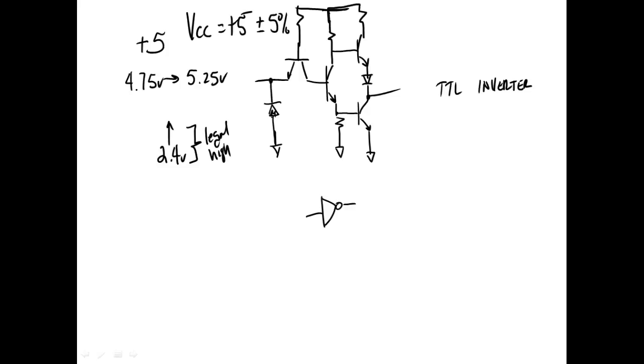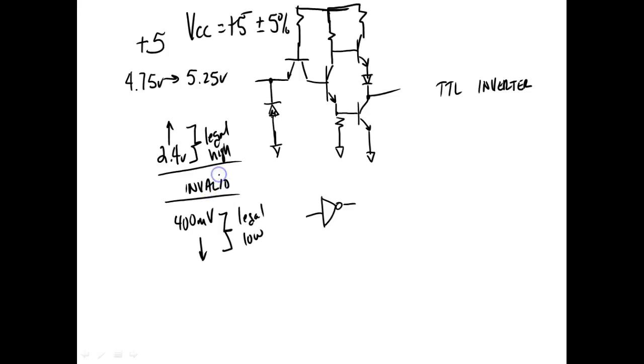So what's a legal low? Well, I'm not going to put 2.4 volts because it might not be 2.4 volts. It might be 2.6 volts. It might be 2.1. But we're trying to get it as close to ground or 0 volts as we possibly can. So anything less than 400 millivolts is considered to be a legal low. And anything between here, this is invalid.